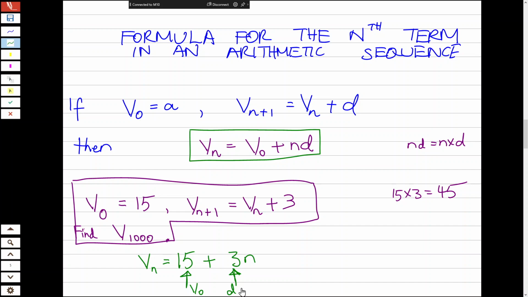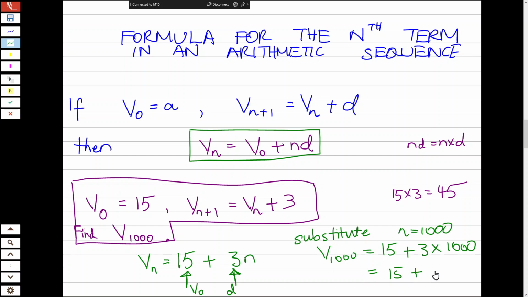So you can now tell me the 1 millionth term in this sequence. Just substitute n equals 1 million. So substitute n equals 1,000. V1000 equals 15 plus 3 times 1,000. 3 times 1,000 is just 3,000. That leaves me with 3,015.